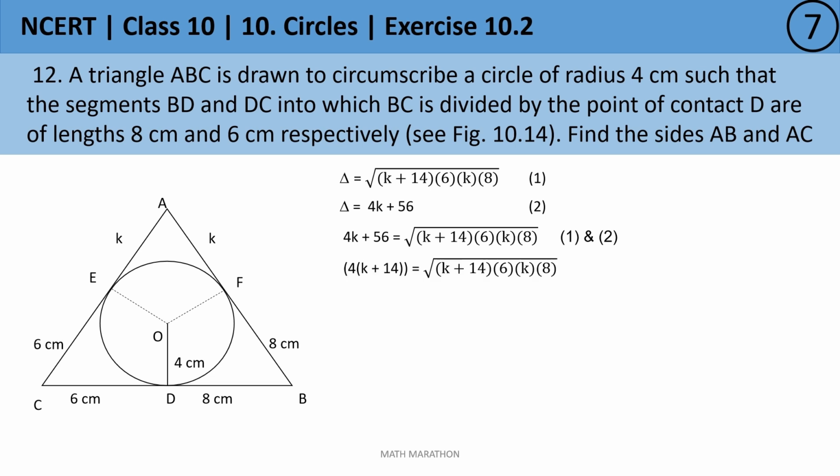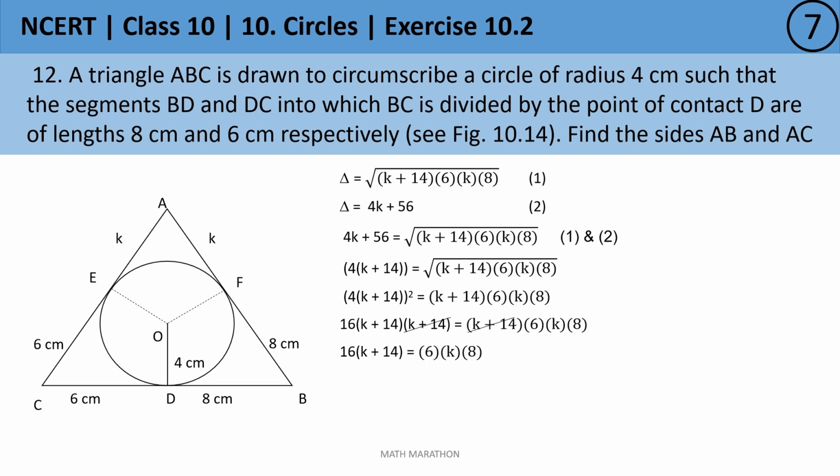Let us do square on both sides of the equation. K plus 14 is on both sides of the equation. We can cancel out K plus 14. Let us simplify further. Let us divide the equation by 32. K is equal to 7.